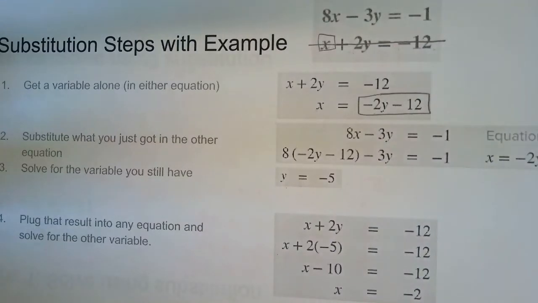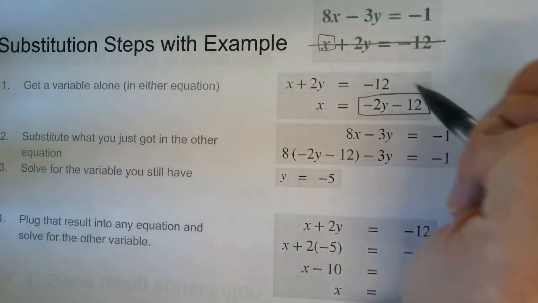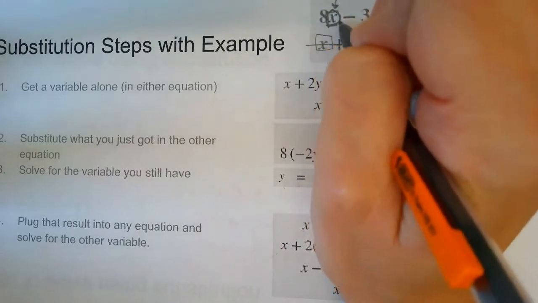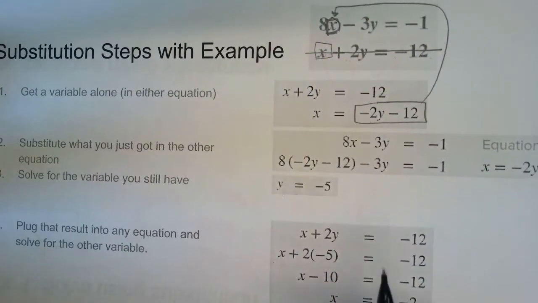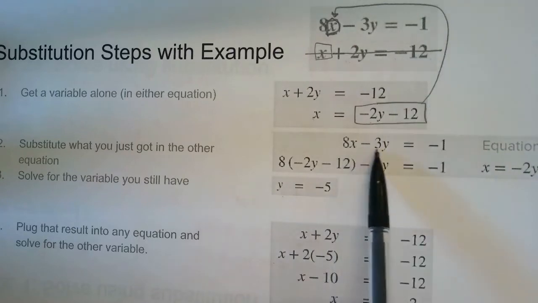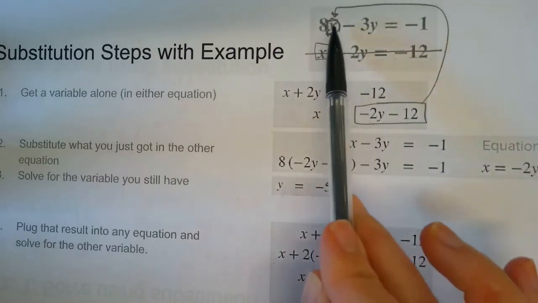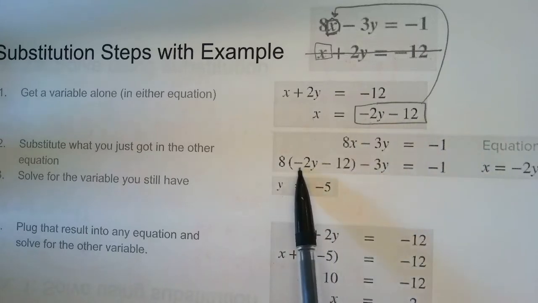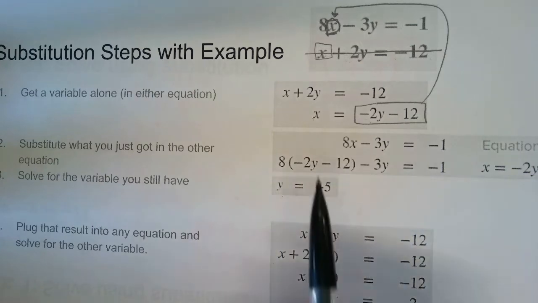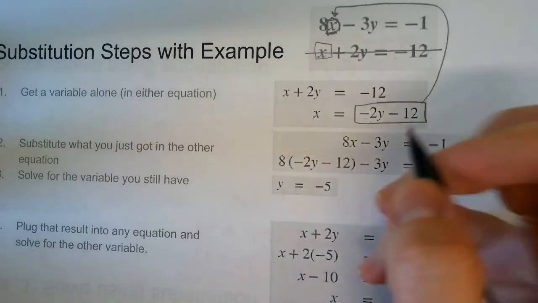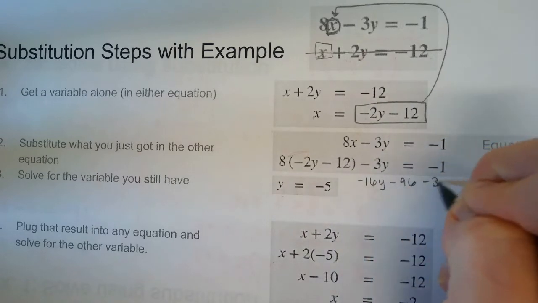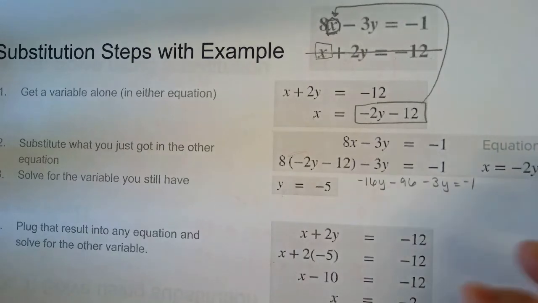Once you have your equation solved for a variable, so I use this bottom one, I'm going to cross it off. Once I have used that and transformed it so that it's solved for x, I'm going to replace that expression into my other equation for the x spot. So I'm going to take my top equation, 8x minus 3y equals negative 1, and replace the x with this new expression. So that's what I'm doing here, I'm substituting in. And then from there, you're just doing your normal solving. You would distribute your 8, so you would have negative 16y minus 96 minus 3y equals negative 1.